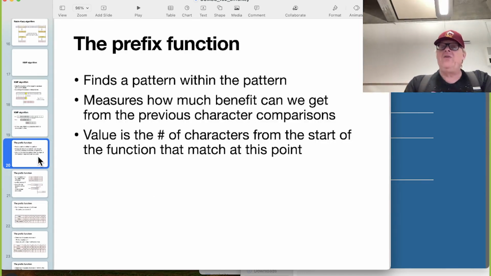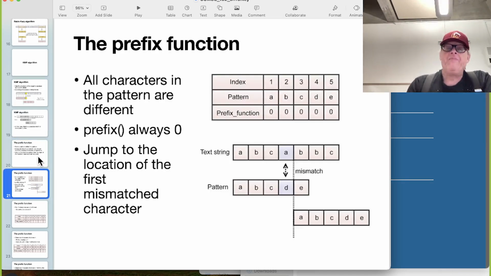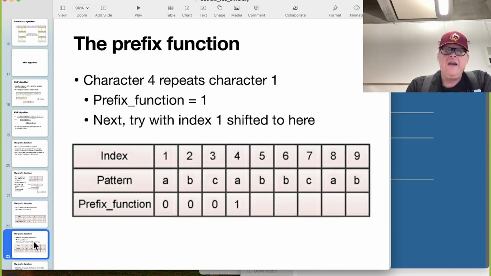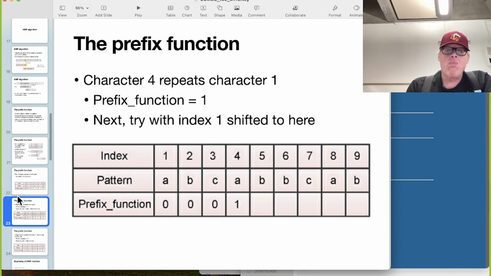So they do this with a thing called the prefix function. You pre-process the pattern itself to find repeated characters in the pattern. So the prefix function, if the character has never been seen before, the prefix function is 0. But if you have a repeat, then it counts how many characters in a row have been repeated. So here you have the first 3 are 0. Then you're going to have an A. And A is a repeat, so you have a 1 here. And B is another repeat, so you're going to have a 2 there.